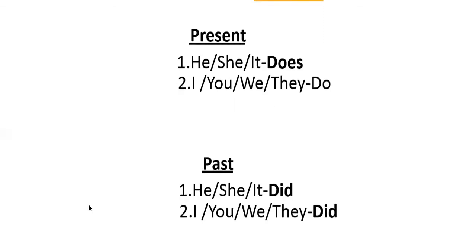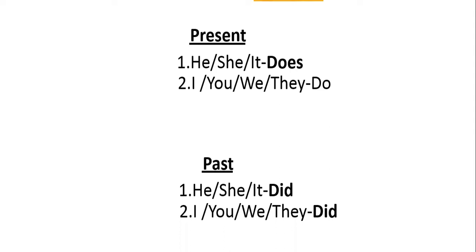In present, if the subject is singular as he, she, and it, we use does. And in present, if the subject is plural as I, you, we, they, we use do. And in past, if the subject is singular as he, she, it, we use did. And if the subject is plural as I, you, we, they, we use did. So to talk about the past to any subject, we use did.